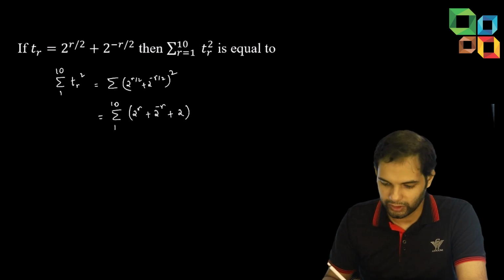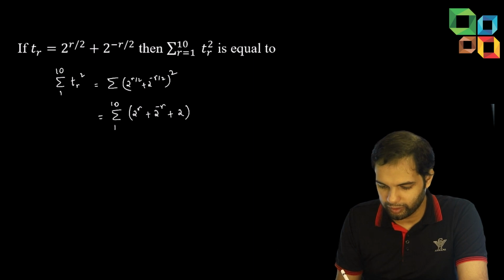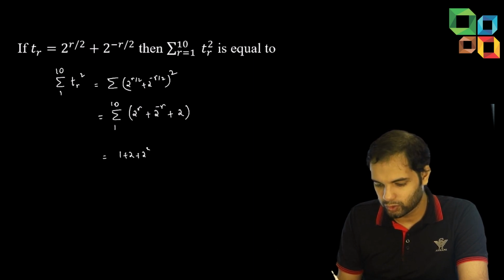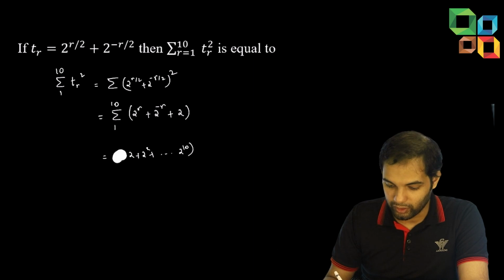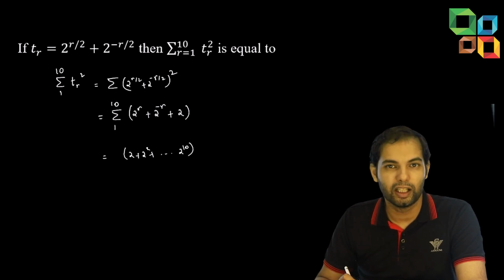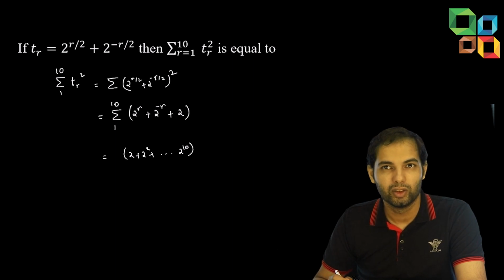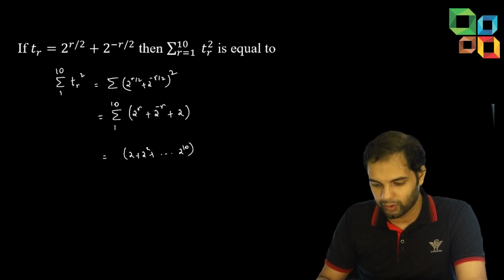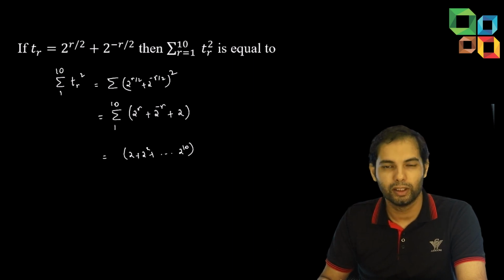So summation of 2 power r means what? It means 2 plus 2 square up to 2 power 10. Sorry, it starts with 2 power 1. They started with r equal to 1, so 2 power 1 means 2, r equal to 2 means 2 square, and so on, right?